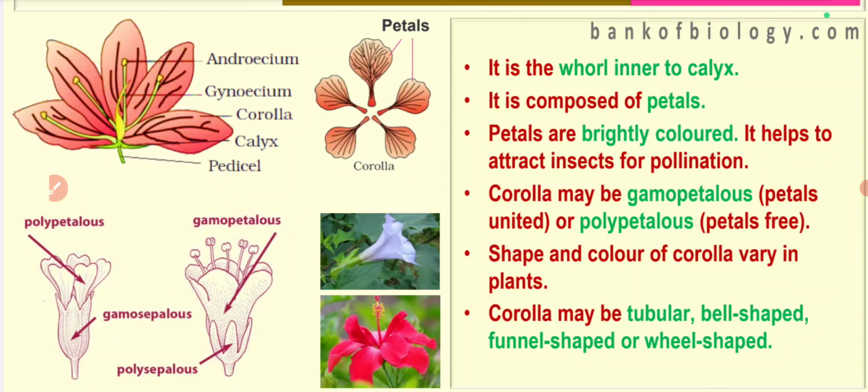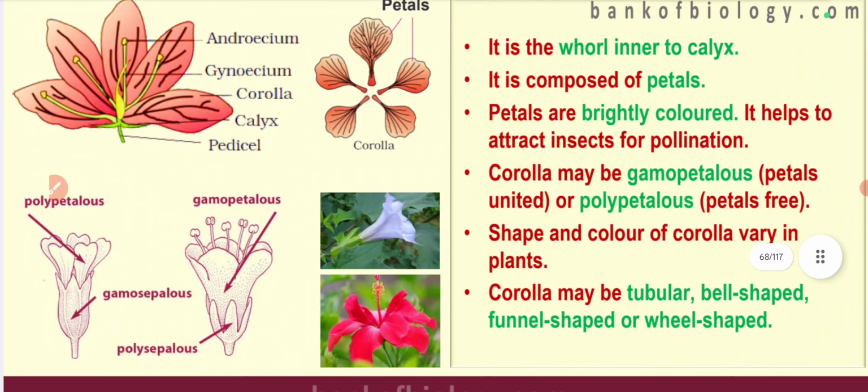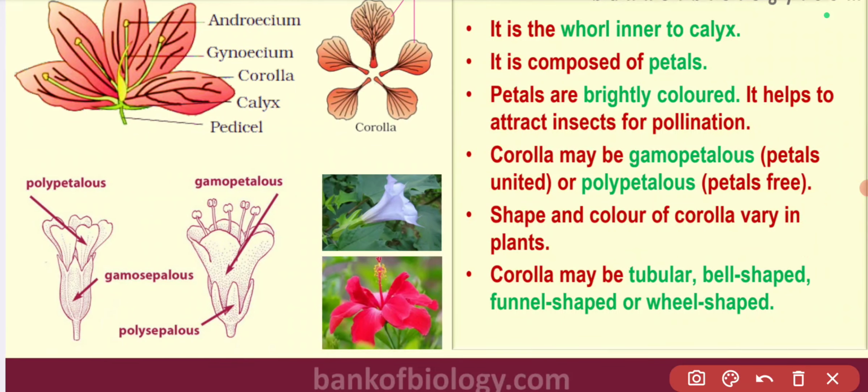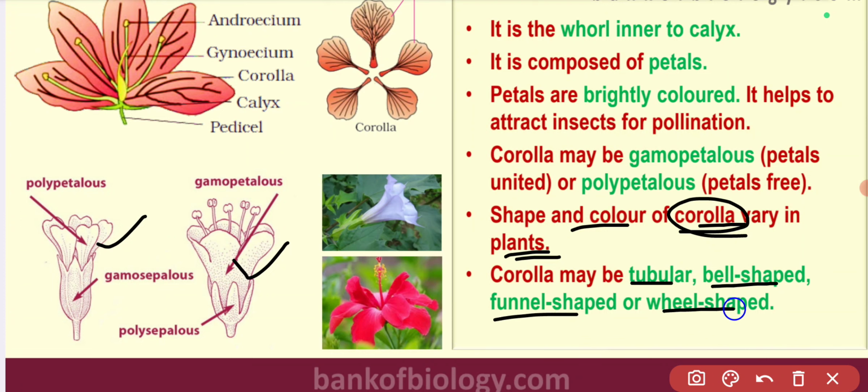Corolla may be gamopetalous, petals are united, or polypetalous, petals are free. Like this in the diagram. This one is gamopetalous and this one is polypetalous. And the shape and color of the corolla vary in different plants. Corolla may be tubular, bell shaped, funnel shaped or wheel shaped. Shape is also different in different plants.